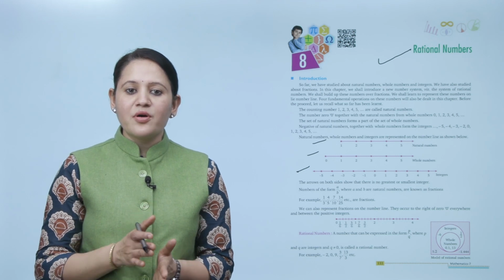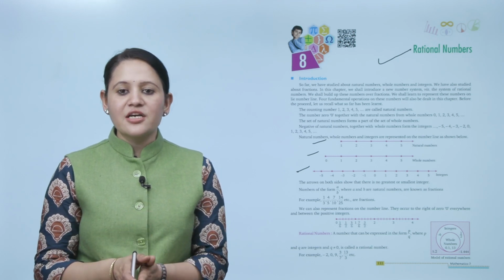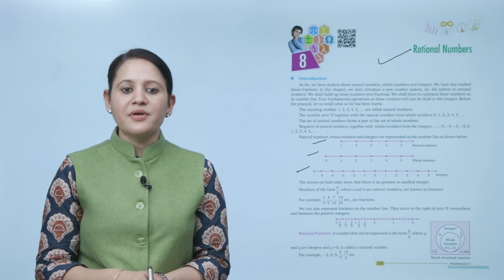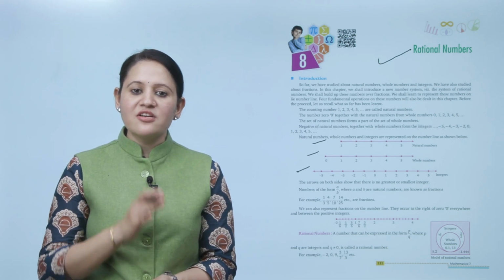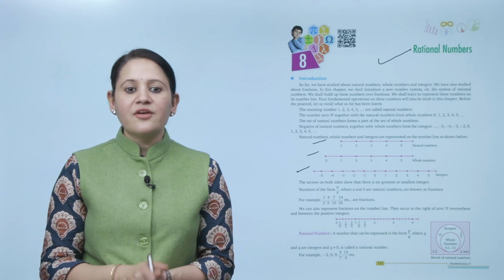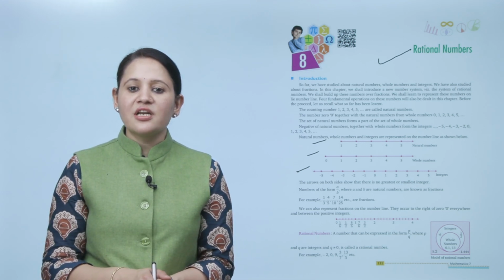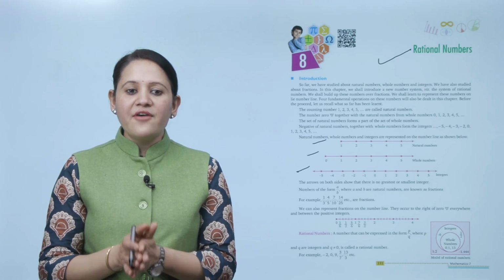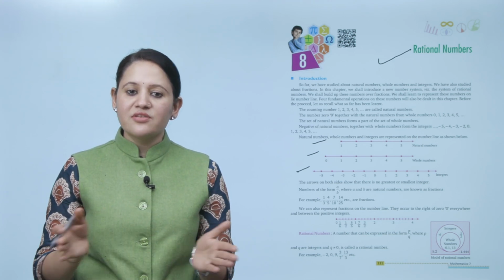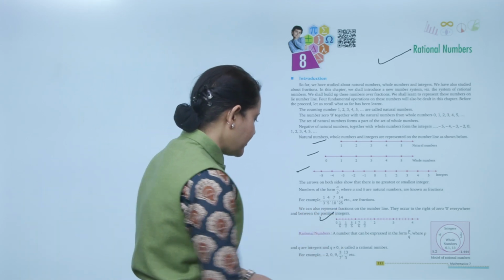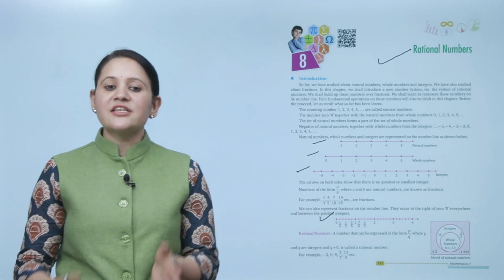Numbers of the form a upon b, where a and b are natural numbers, are known as fractions. For example, 1 by 3, 4 by 5, 7 by 10, 14 by 25, all these are fractions. We can also represent fractions on the number line. They occur to the right of 0, everywhere between the positive numbers. So like this we can represent fractions on the number line. Clear? Next is rational numbers.